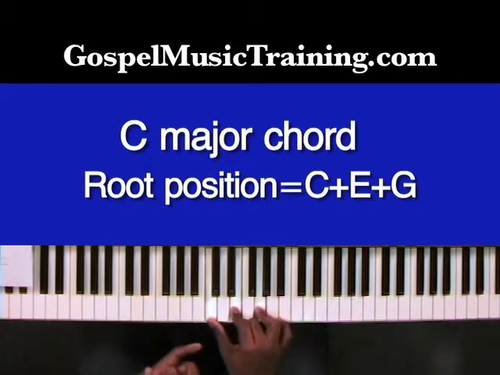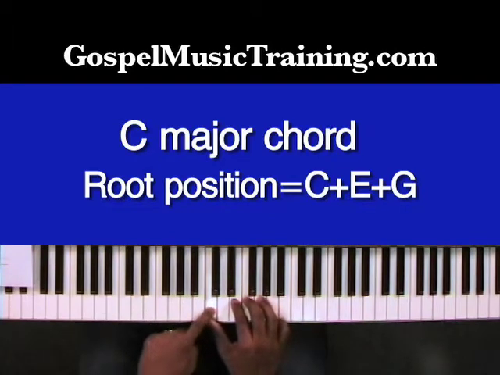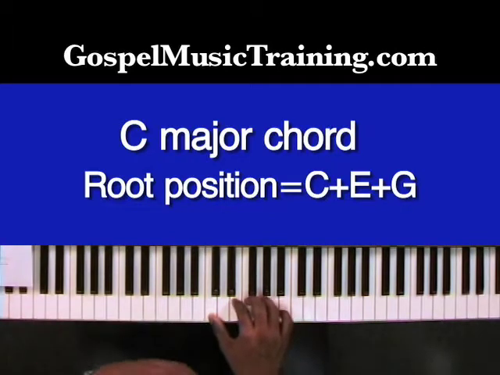Now why do we call it root position? Simply because the root of the chord is on the bottom. Now what do you mean the root of the chord? If I call this a C major chord, the root is C. It's the keynote. It's pretty much the name of the chord. It's where we get the name for the chord. So when I have that note on the bottom, if that note is the lowest note, that chord is said to be in root position.